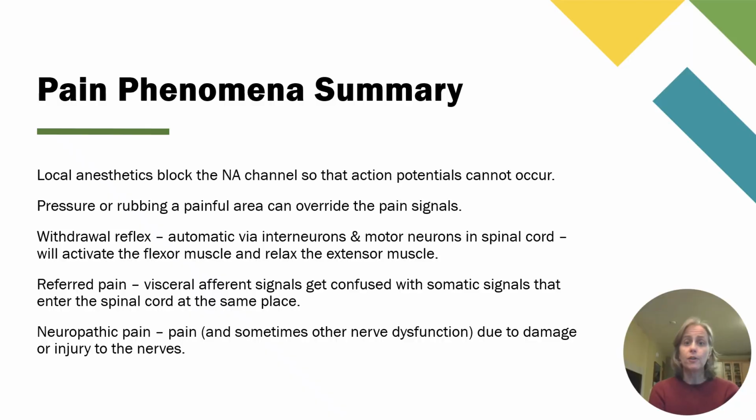Then we talked about referred pain, so the fact that a lot of the pain sensors coming from our viscera, or inner organs, enter the spinal cord at the same place as somatic nerve signals, which are much more specific, and our brain can confuse the two. So you can have shoulder pain from a gallbladder problem, for example. And then lastly, we talked about neuropathic pain, which is pain and sometimes other nerve symptoms like numbness or motor weakness that are due to damage, inflammation, or injury of the nerves.